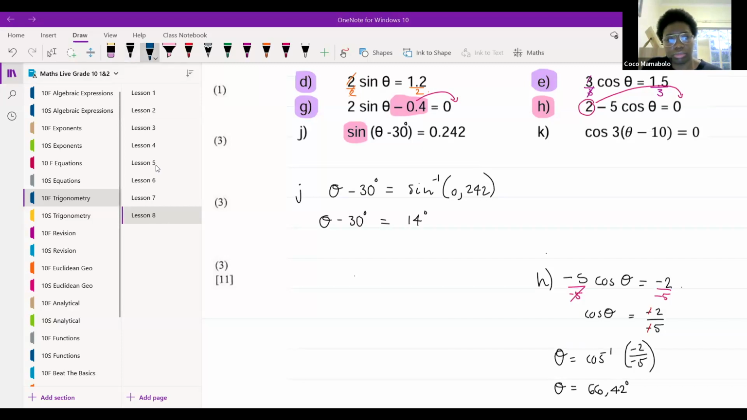Shouldn't you add it to the 14? Correct. We should move it over to the other side because they want us to solve for theta, not for theta minus 30 degrees. So we're then going to get theta is equal to 14 plus, because it was negative 30 on the side, when we take it to the other side, it becomes plus 30 degrees. Therefore, theta is equal to 44 degrees. Excellent work.